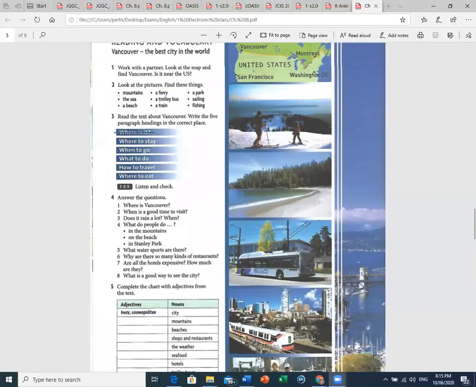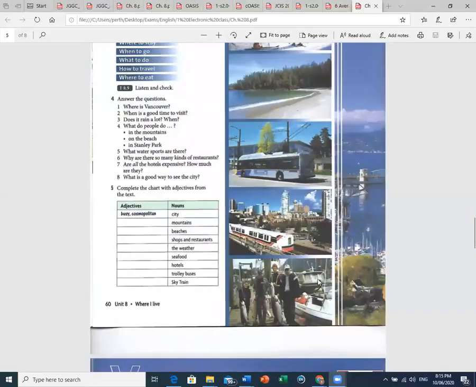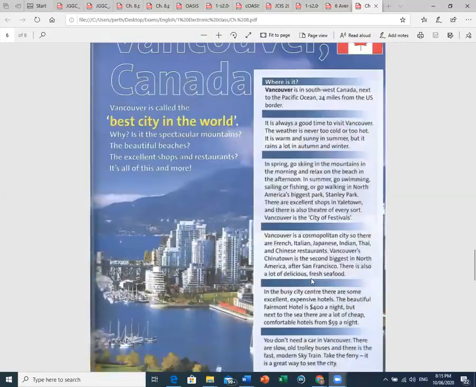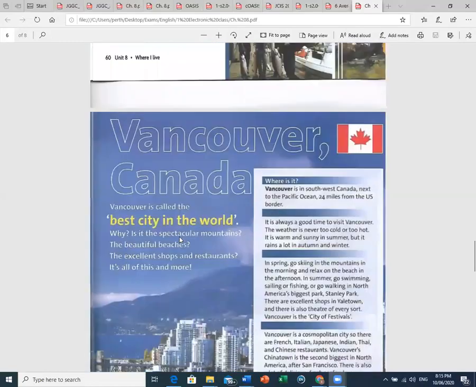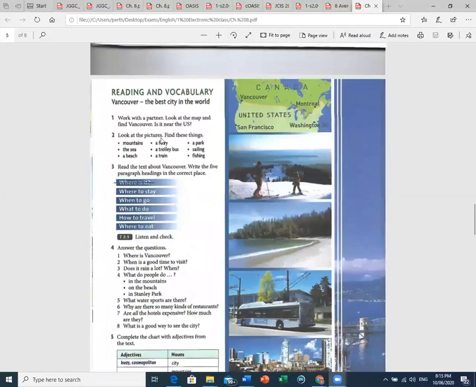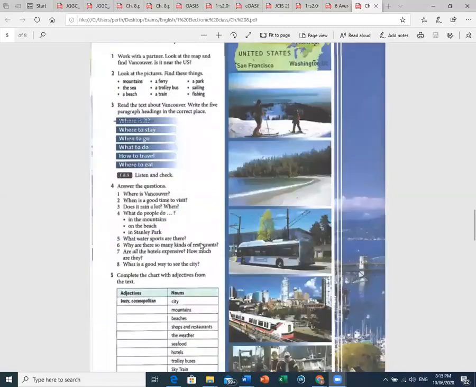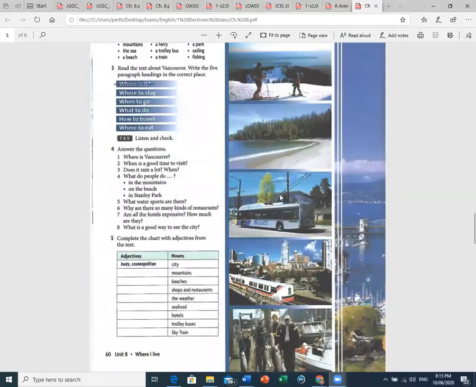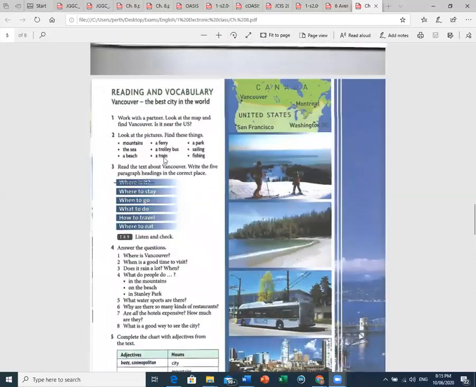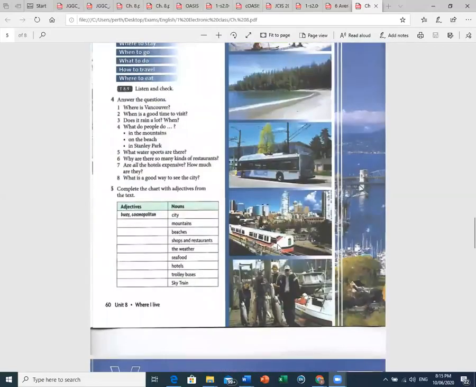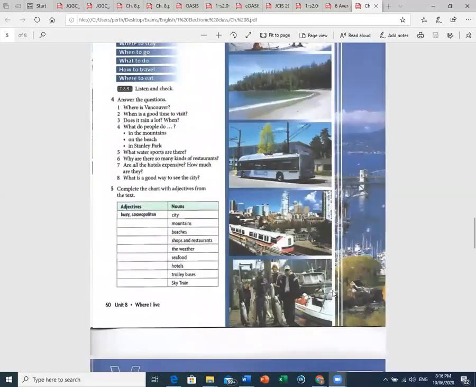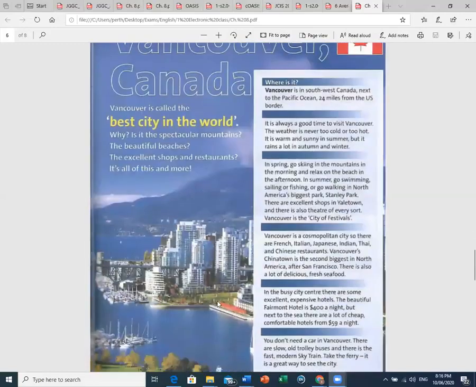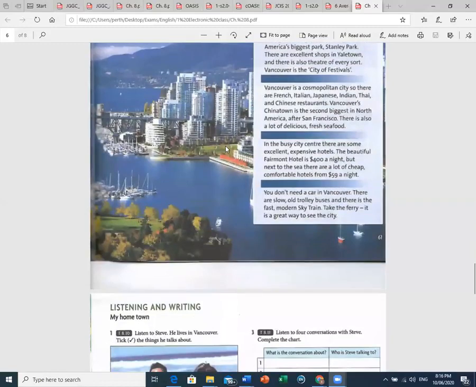A ferry. You know, a ferry is a river bus, so you can call this a ferry. A trolley bus. This is the trolley bus. A train. Here we can see the train. A park. This is a park.